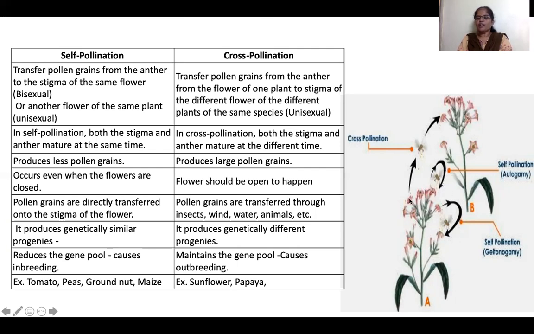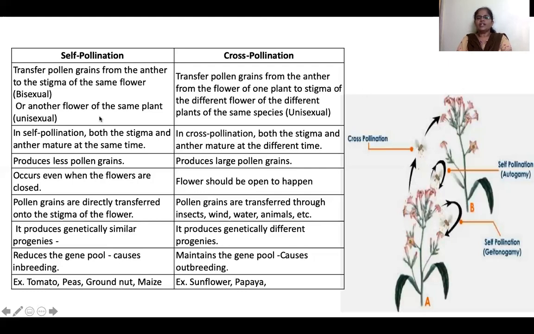If pollen from one plant goes to another plant, this is called cross pollination. Pollen from one plant, if it gets pollinated onto the stigma of the other plant, that is called cross pollination. Cross pollination occurs in unisexual flowers that have male flowers and female flowers in different plants.